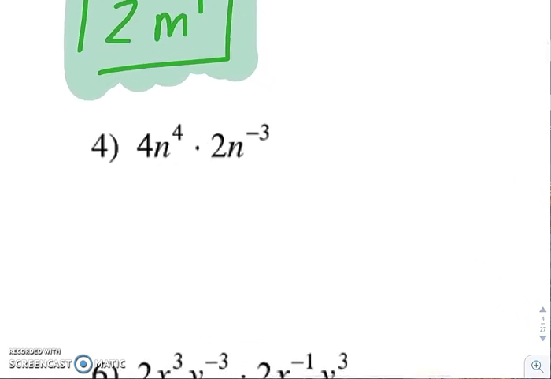So number 4, 4n to the 4th times 2n to the negative 3rd. 4 times 2 is 8. 4 plus negative 3 is 1.